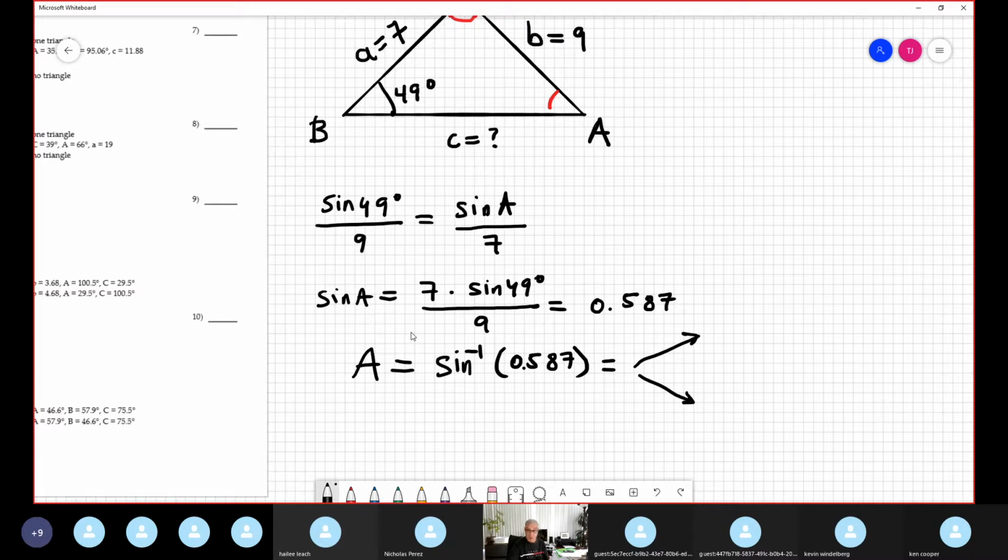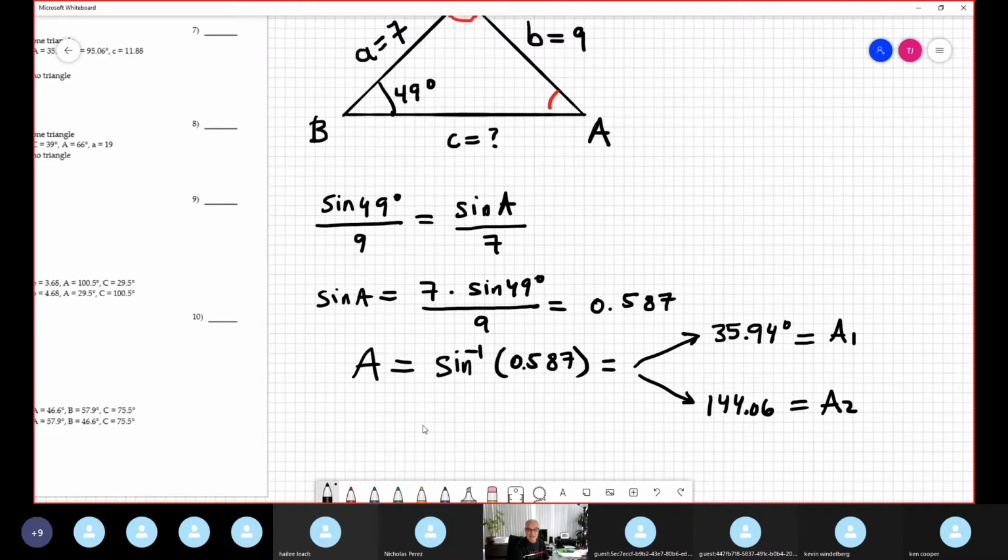The first answer is 35.94 degrees. And the second is 144.06 degrees. Okay? I continue with the two potential solutions. But in order to find the angle C, because B is given, I find 2A, suppose A1 and this is A2, case number 1 and case number 2.